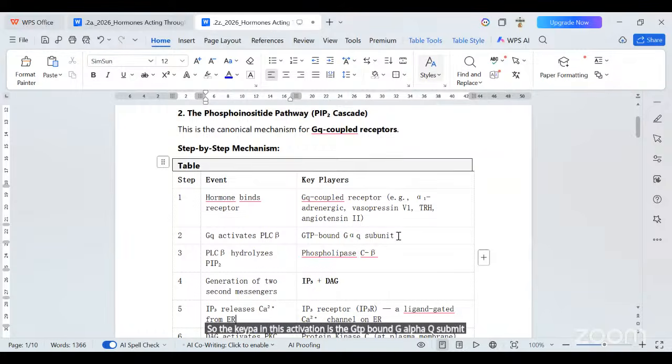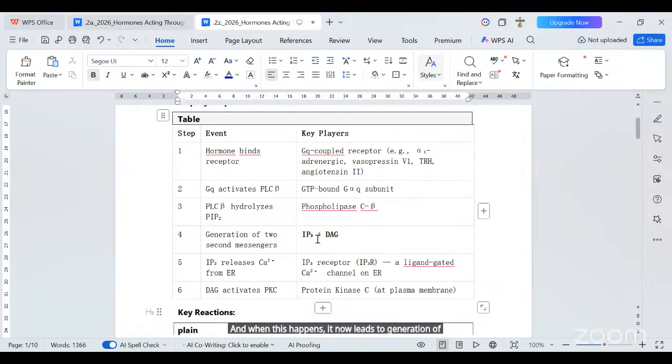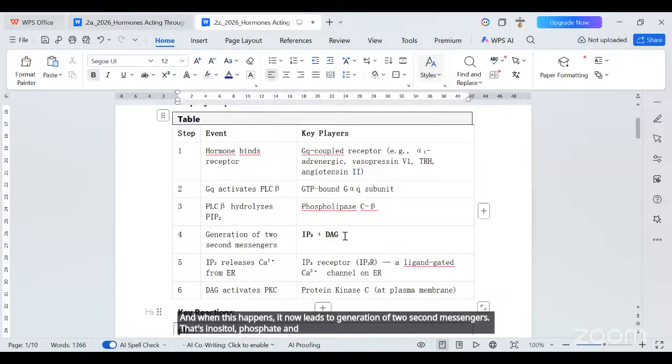And once this PLC beta has been activated, PLC beta now hydrolyzes phosphatidylinositol bisphosphate, PIP2, using phospholipase C beta. And when this happens, it now leads to generation of two second messengers. That's inositol phosphate and diacylglycerol.